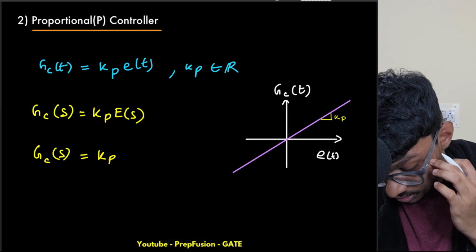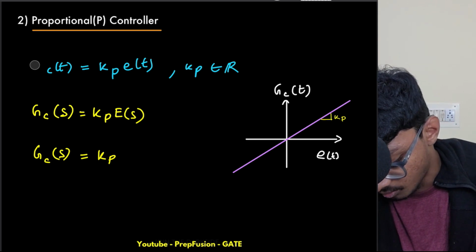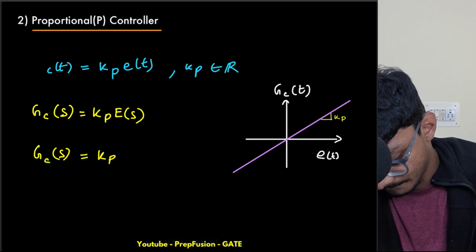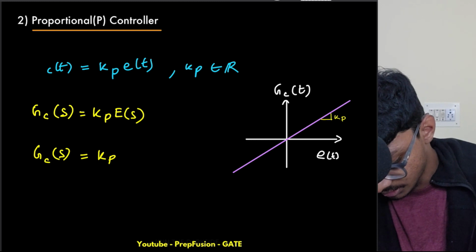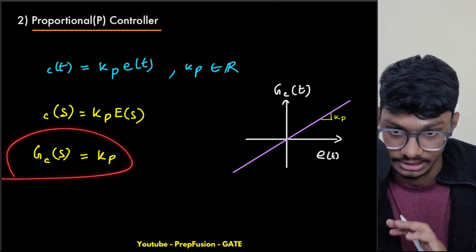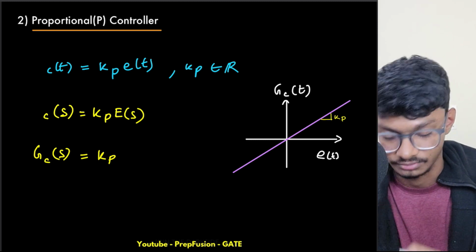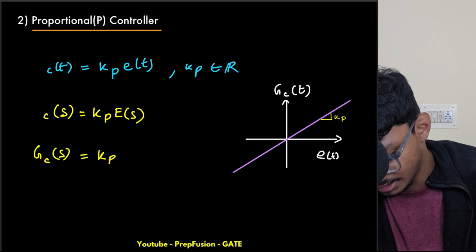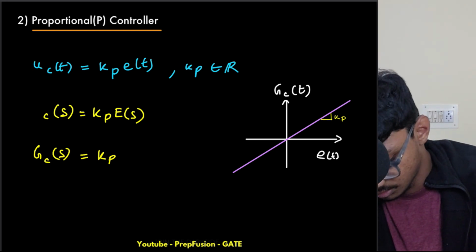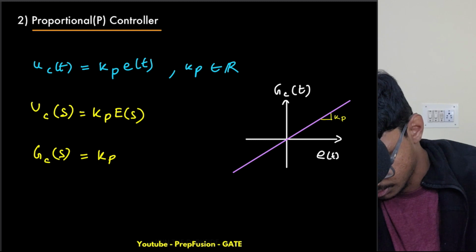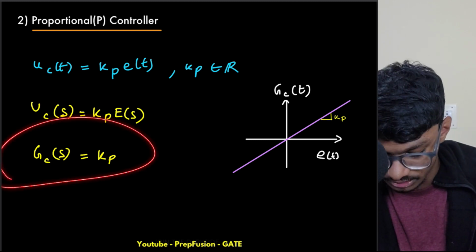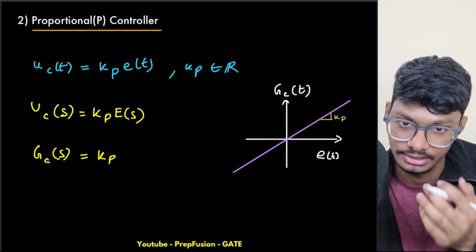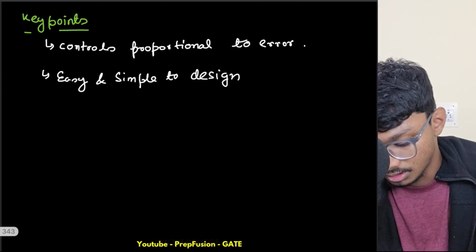This was the output, the output of the controller, so I can write this as anything else. Actually, this is the transfer function, that's why we write gc of s, the transfer function of the controller. So this we can write as the output, uc of s, and gc of s will be kp, because this is the transfer function of the controller. The symbol for that is gc of s. Now let's come to the key point.